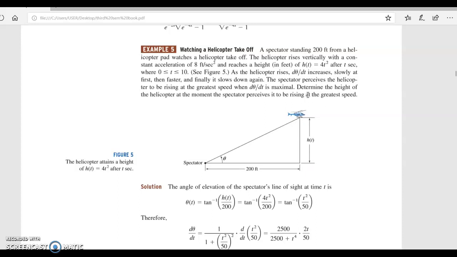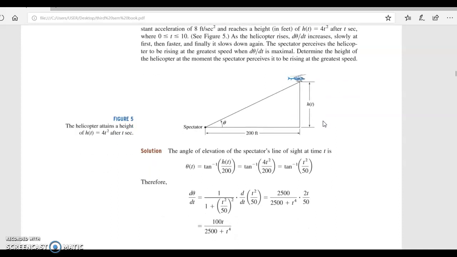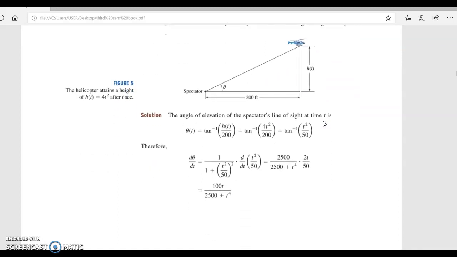Okay, so we have to find out this h of t, right? For that, first what is theta? Tan theta equal to h of t by 200. That is theta equal to tan inverse of h of t by 200. h of t is 4t square, so 4t square by 200, that is tan inverse of t square by 50.